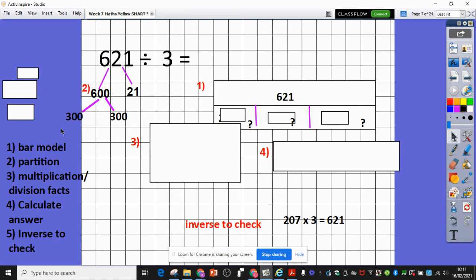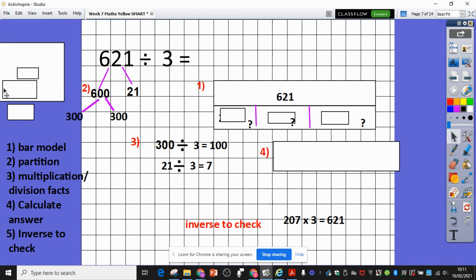So I've done my bar model, I've done my partitioning. Now I'm going to use my multiplication and division facts to help me. Here, I know that 300 divided by 3 equals 100 because 3 goes into 3 once, but I'm not dividing 3 into just 3. I'm dividing it into 300, so my answer needs to be 100 times bigger. So my answer is 100.